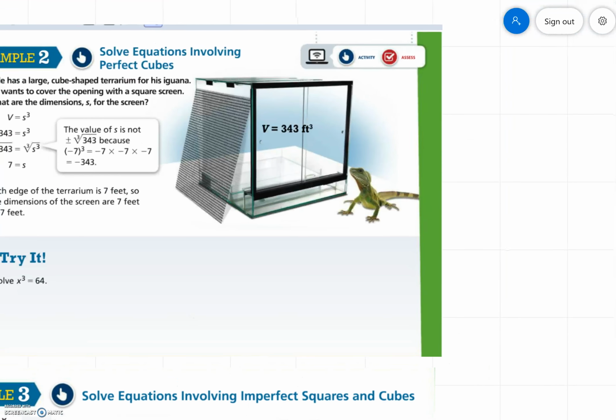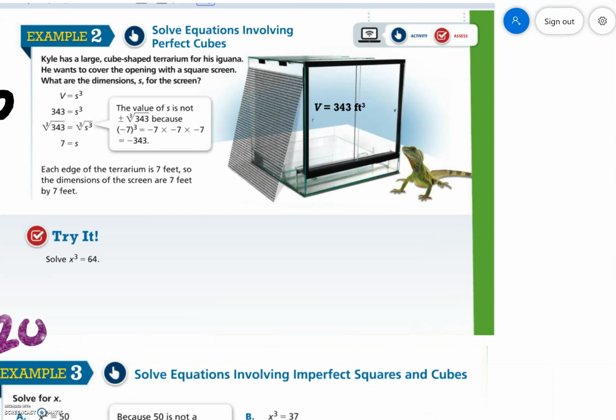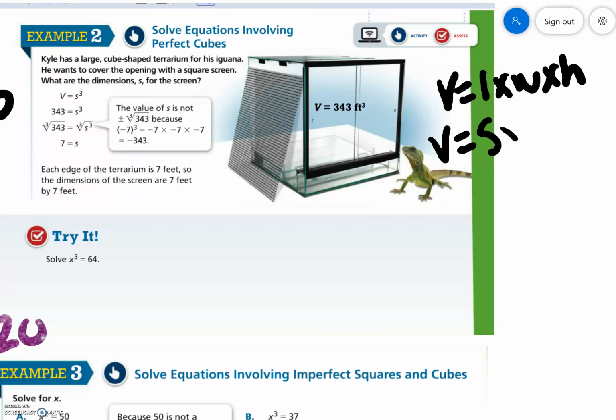Example number 2, we are going to talk about perfect cubes. Kyle has a large cube-shaped terrarium for his iguana. He wants to cover the opening with a square screen. What are the dimensions S for the screen? So we know the volume is 343 feet. To review, volume equals length times width times height, but it's a cube, so we know length, width, and height are the same. So we can say side times side times side. So volume equals side cubed.